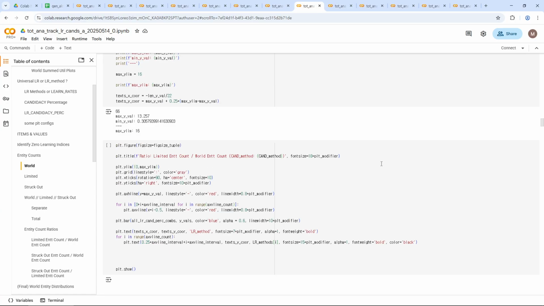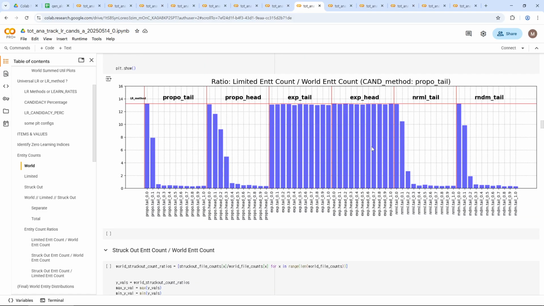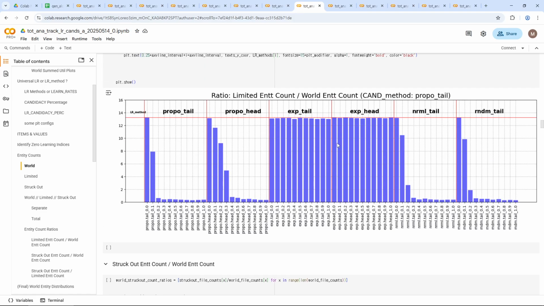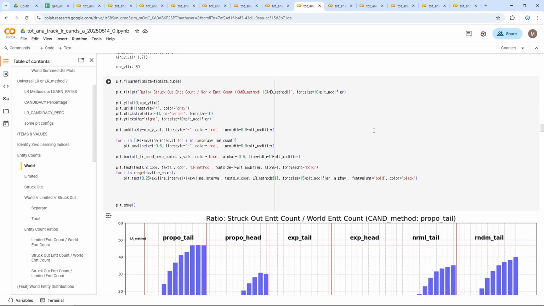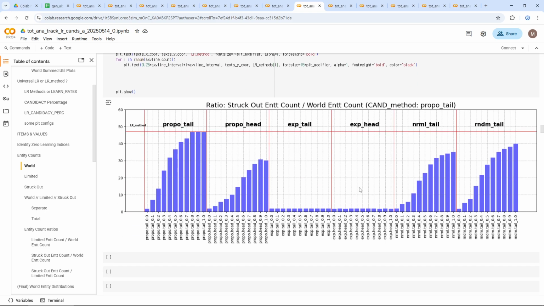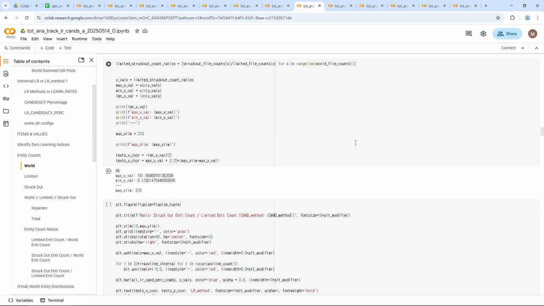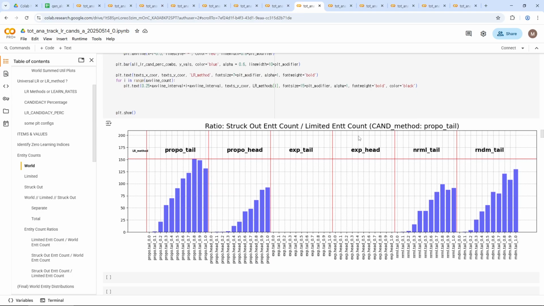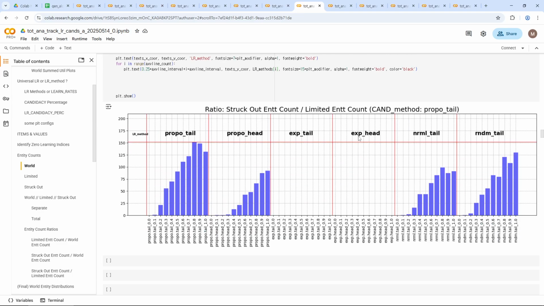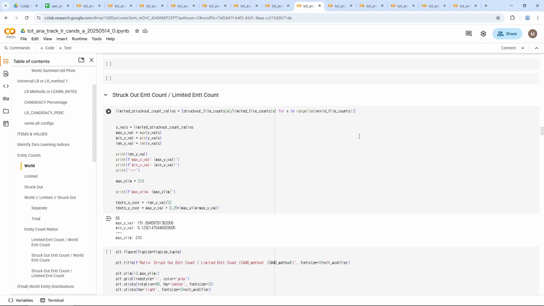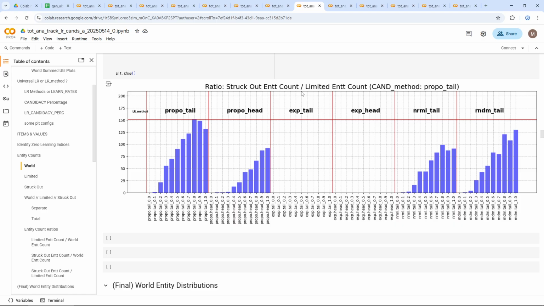There we go. And the ratios. Okay, well, okay. Yep. Struck out entity count divided by limited entity count. Yeah, all the way down to 0. Okay.